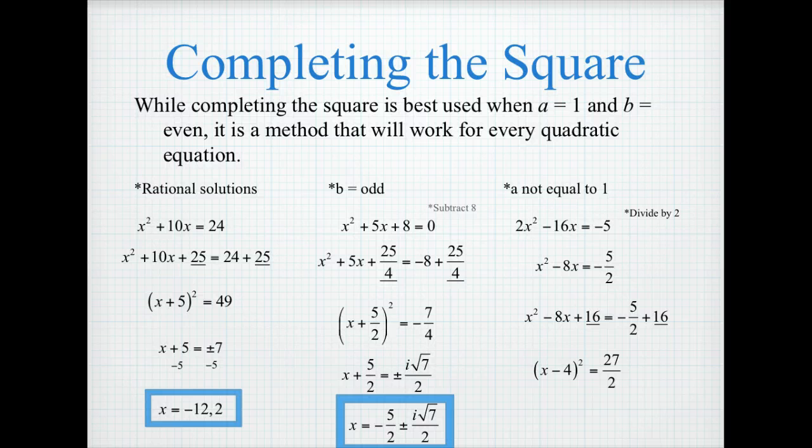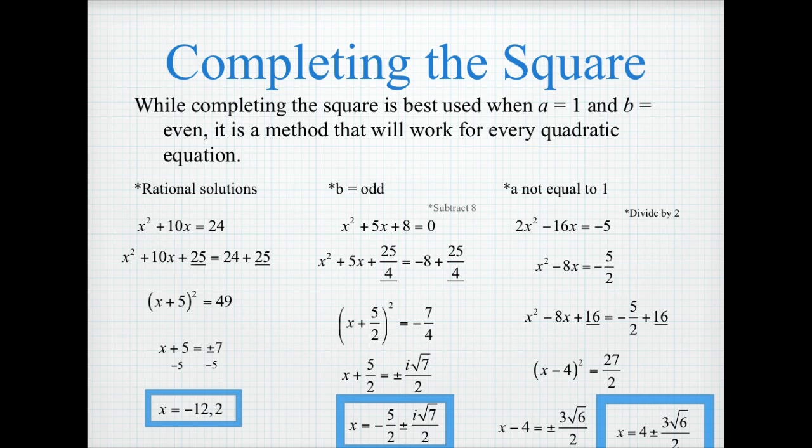At this point again, we're ready to factor. x minus 4 quantity squared is equal to 27 over 2. When we take the square root of both sides, that gives us x minus 4 equals plus or minus 3 root 6 over 2. Last step is to isolate the variable. Gives us x equals 4 plus or minus 3 root 6 over 2, and that's our answer.